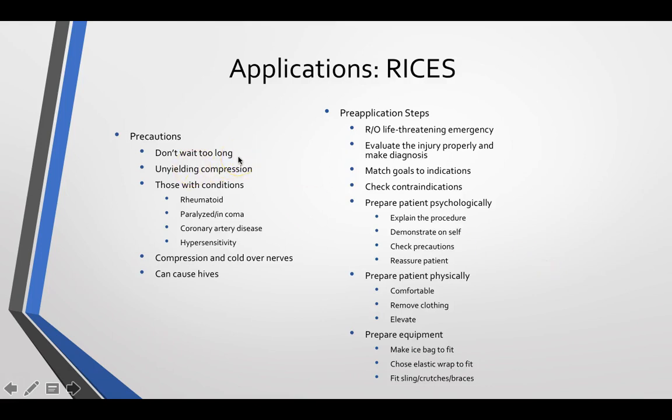Precautions: you don't want to wait too long. We want to start this process as soon as possible so we save as many cells as we possibly can. Watch out for unyielding compression. We want something that gives with the person. We don't want over compression that we actually cut off circulation. We especially want to be careful over nerves, okay, superficial nerves.